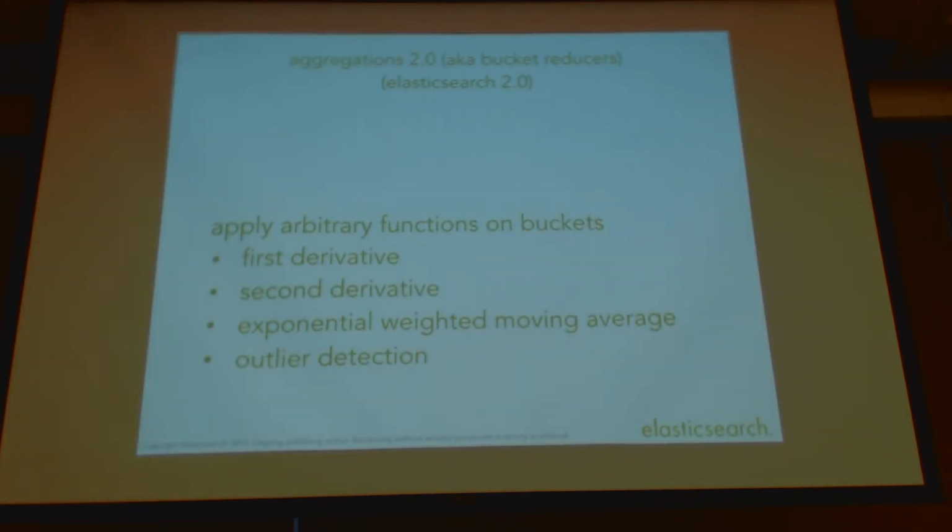we'll have what we're going to call aggregations 2.0, or internally we call them bucket reducers. And this will allow you to actually apply arbitrary mathematical functions on the buckets, on the intermediate values of the buckets themselves. So you'll be able to calculate first, second derivatives, moving averages, do outlier detection, or even write your own custom bucket reducers.